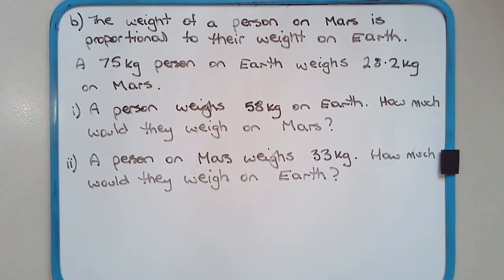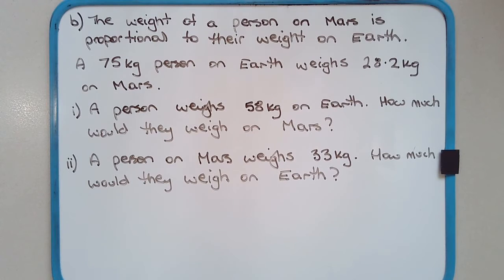Okay. The weight of a person on Mars is proportional to their weight on Earth. A 75 kilogram person on Earth weighs 28.2 kilograms on Mars. So, part 1. A person weighs 58 kilograms on Earth. How much would they weigh on Mars? And part 2, a person on Mars weighs 33 kilograms. How much would they weigh on Earth?